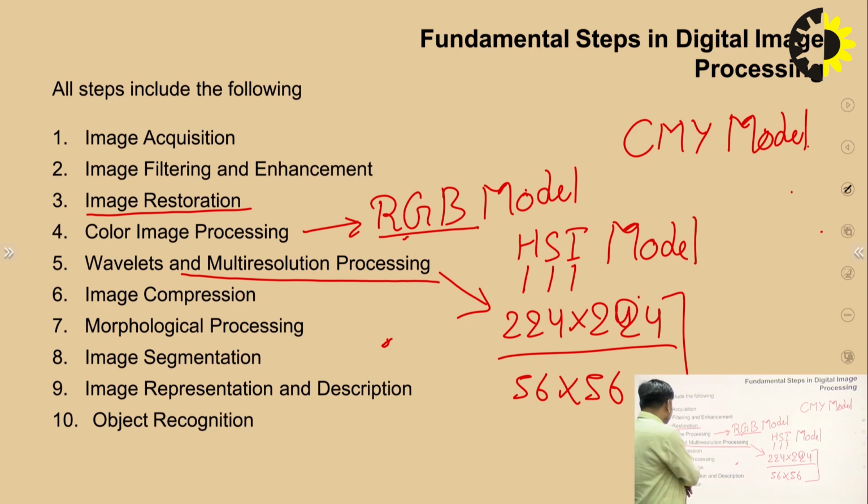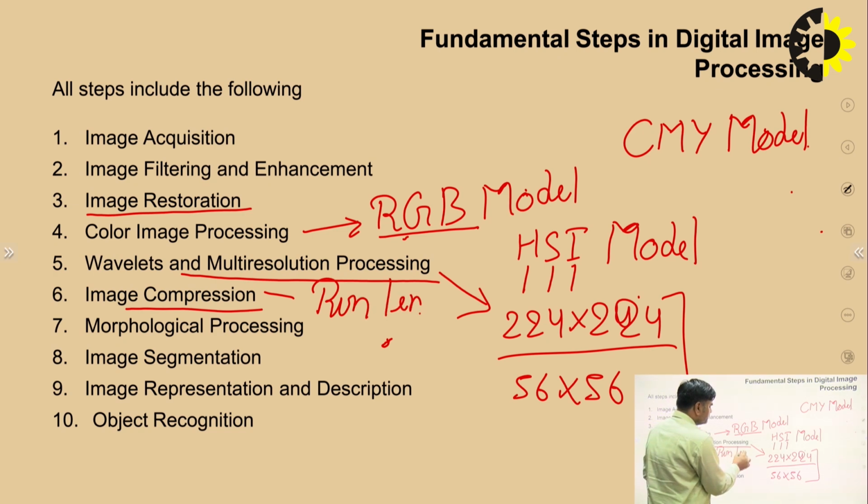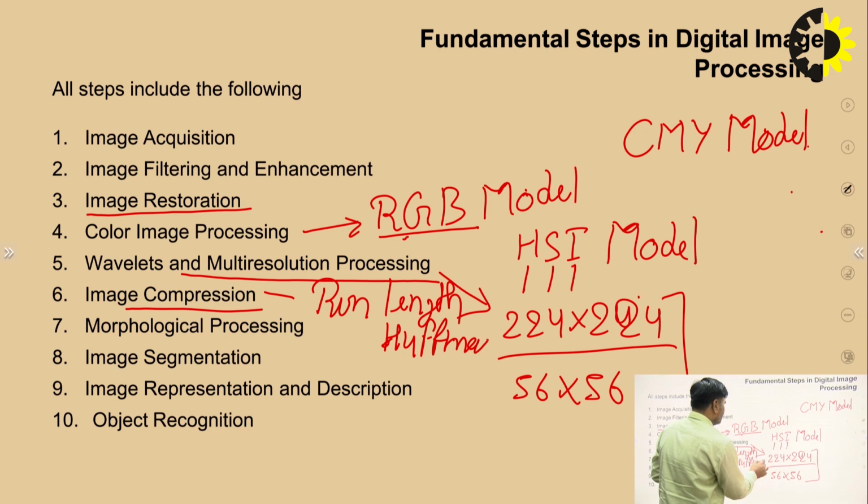In image compression, after enhancing an image, if you want to send it from one place to another, then there is the requirement of image compression. In image compression we have multiple techniques like run length encoding and Huffman encoding. These topics are discussed in image compression.